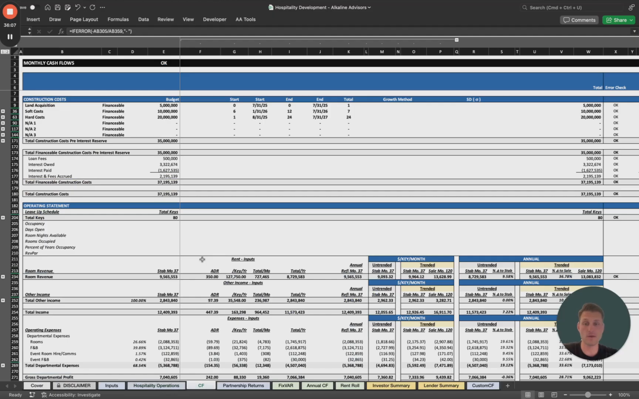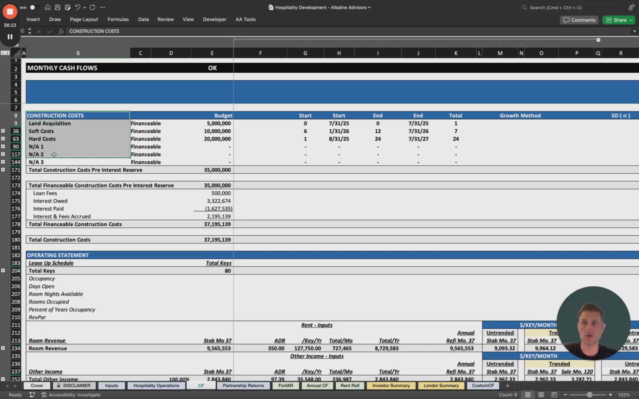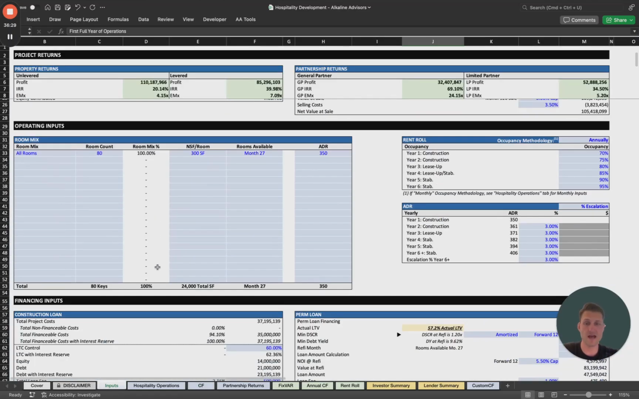The next tab we'll get into is the cash flow tab, the CF tab. I already outlined how we've compartmentalized this section, but what we'll do is show where the inputs are on this tab. Because it's a blue tab, there are inputs. The only inputs on this tab are in this construction cost section. So to understand this construction cost section, let's go back to the inputs tab.